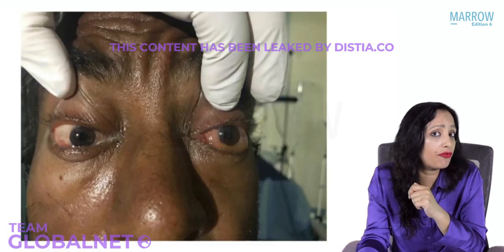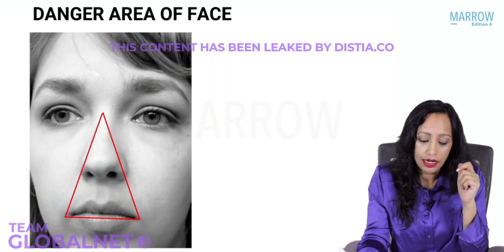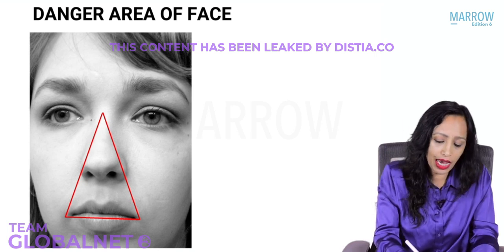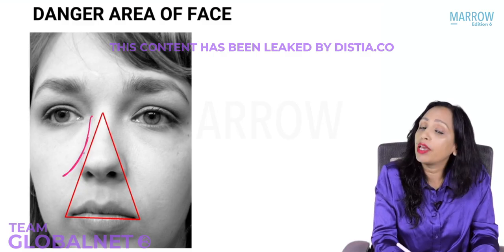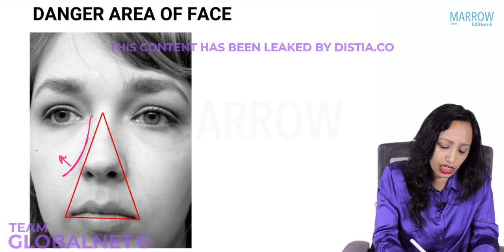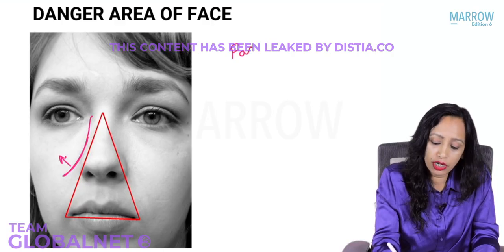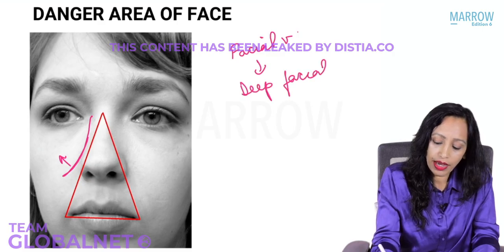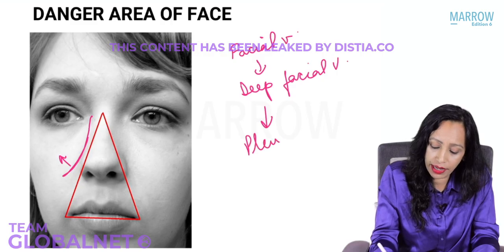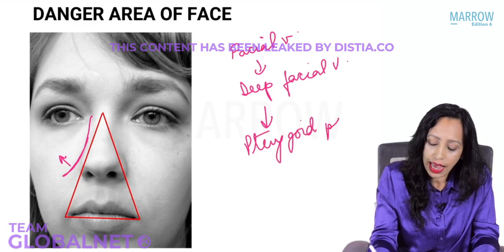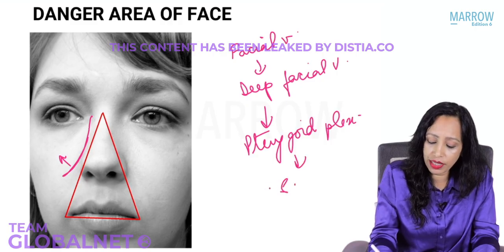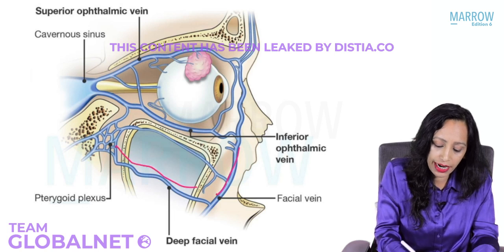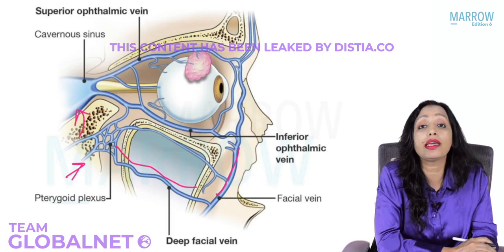Why? What is the danger area of face? Yes, so this here is the danger area of face. Why is this known as danger area? Yes, because from here, the venous drainage, we have the facial vein which communicates with the deep facial vein to the pterygoid plexus. So from the facial vein, we have the deep facial vein. We have the deep facial vein which communicates with pterygoid plexus, and this pterygoid plexus has direct communication with cavernous sinus. Yes, as we can see here, the facial vein through the deep facial vein communicates with pterygoid plexus which has communication with the cavernous sinus.